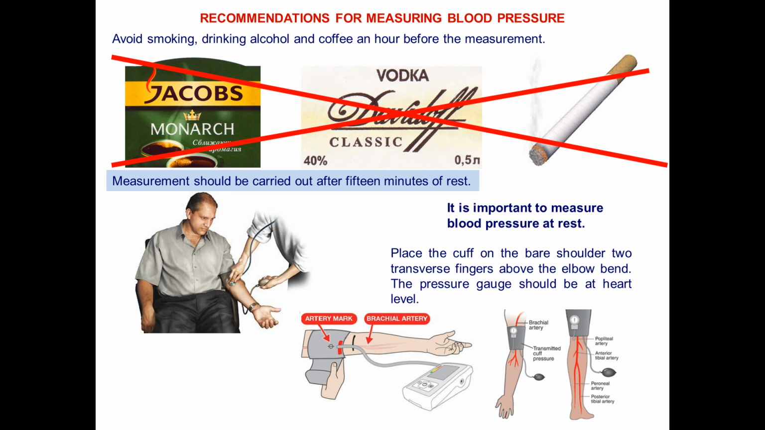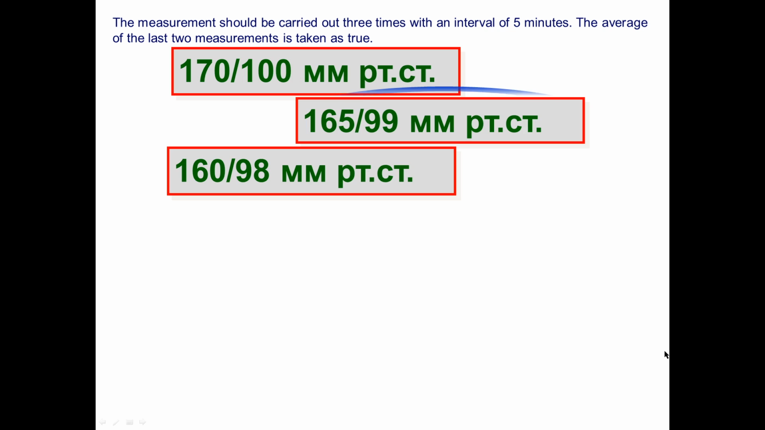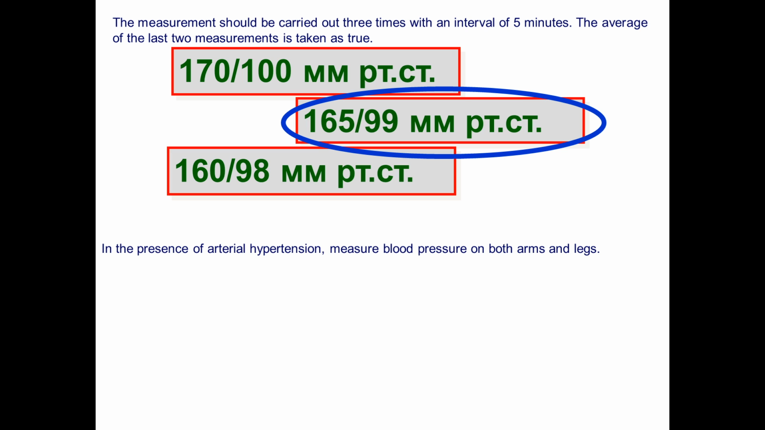And of course it should be an appropriate BP cuff, and you can also measure on the brachial artery on the arms or legs. The measurement should be carried out 3 times, with an interval of at least 3 minutes. The average of the last 2 measurements is taken as the true value.